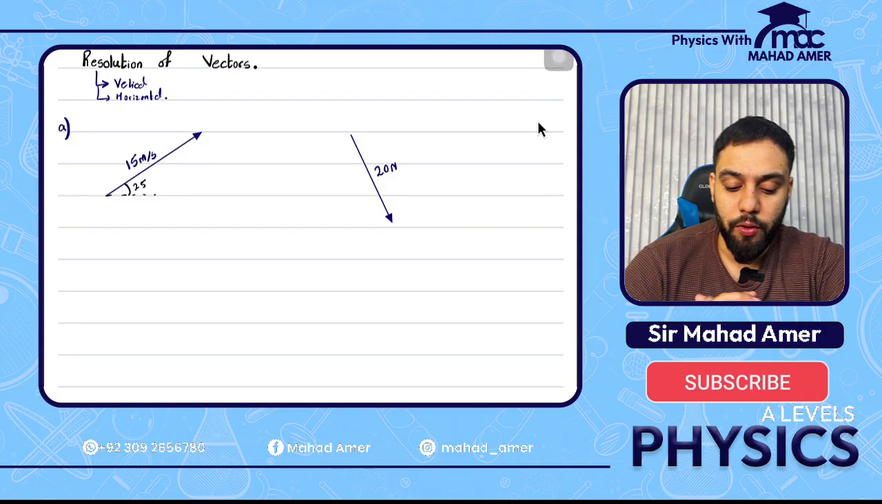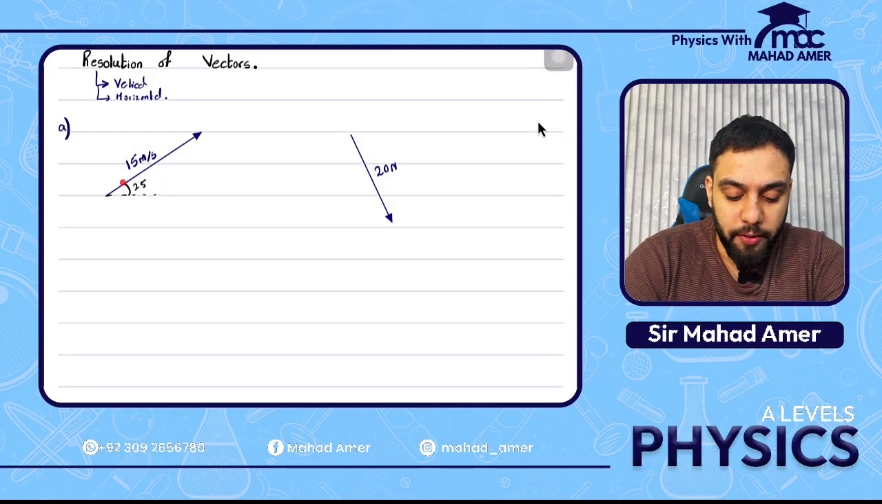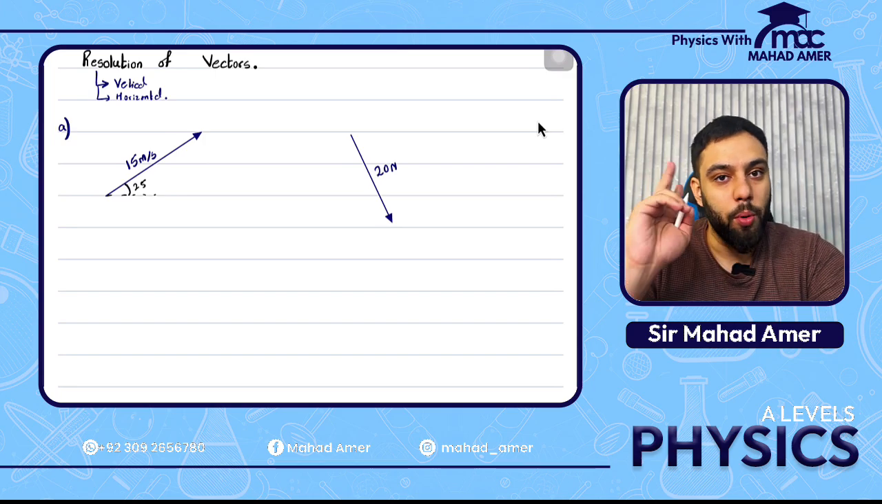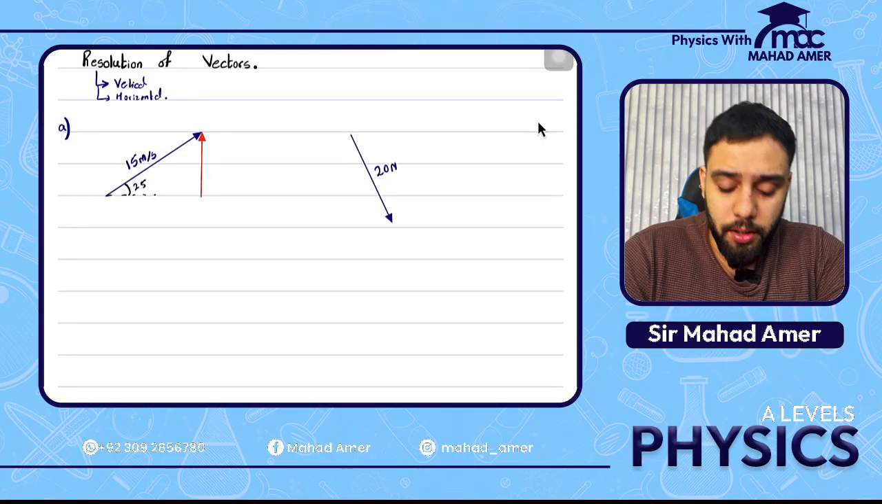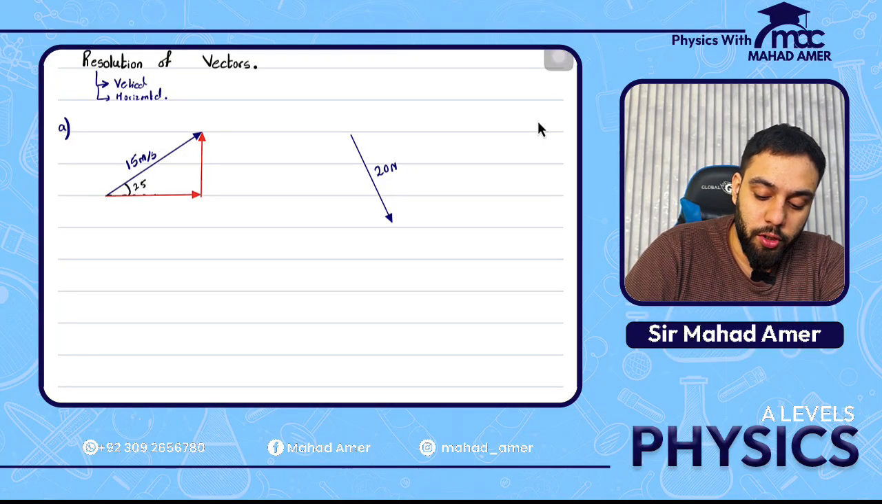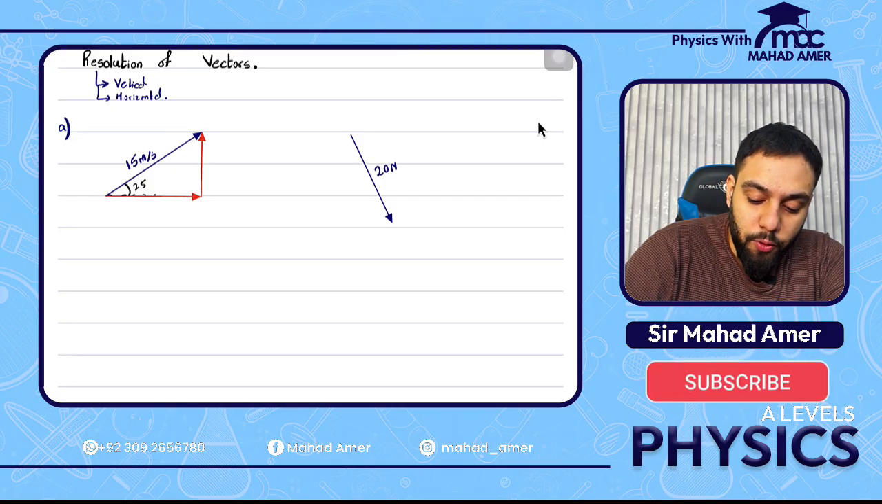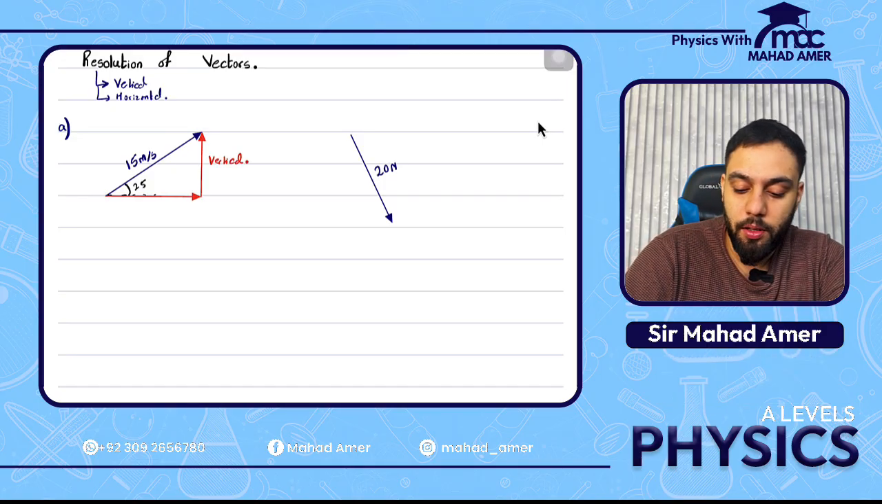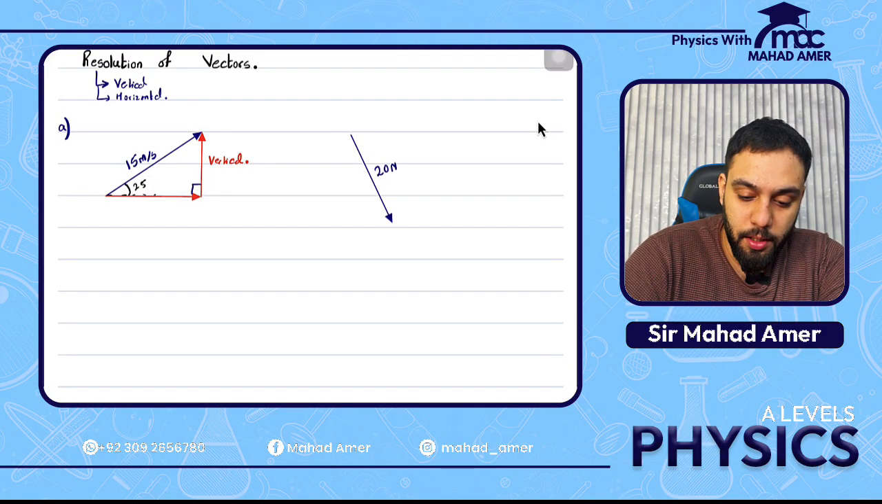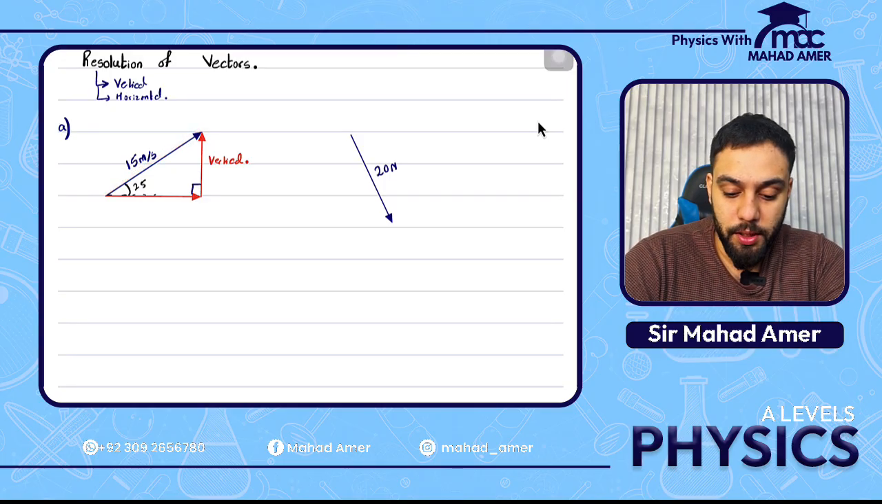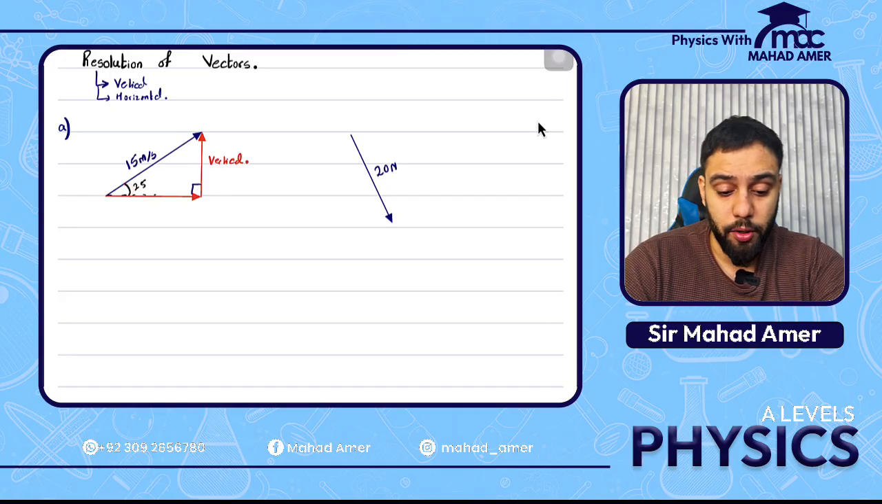So this is what resolution of vectors means. Suppose something is moving at 15 meters per second at an angle of 25 degrees, and the examiner asks you to resolve it. There are always going to be two components: the first is the vertical component, and the second is the horizontal component. If I want the vertical component, you can realize that there is always going to be 90 degrees. This is the hypotenuse, this is the vertical component, and this is the angle given in the question. So the vertical component is the opposite of the angle.